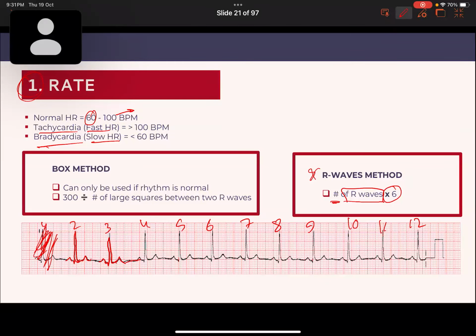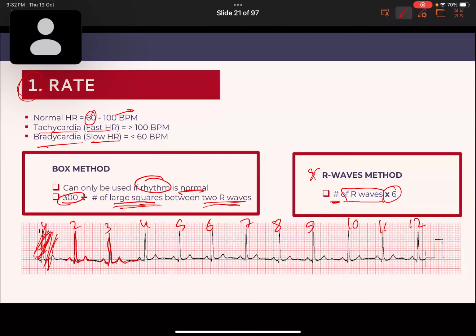Let's do the box method. One thing that you should be aware of is that you can only use this method if the rhythm is normal. Yani, if someone has an irregular rhythm, you cannot use the box method because there will be differences in the number of boxes between the R waves. Let me tell you more about this. The way you do this is you take 300 and you divide it by the number of large squares between two R waves.